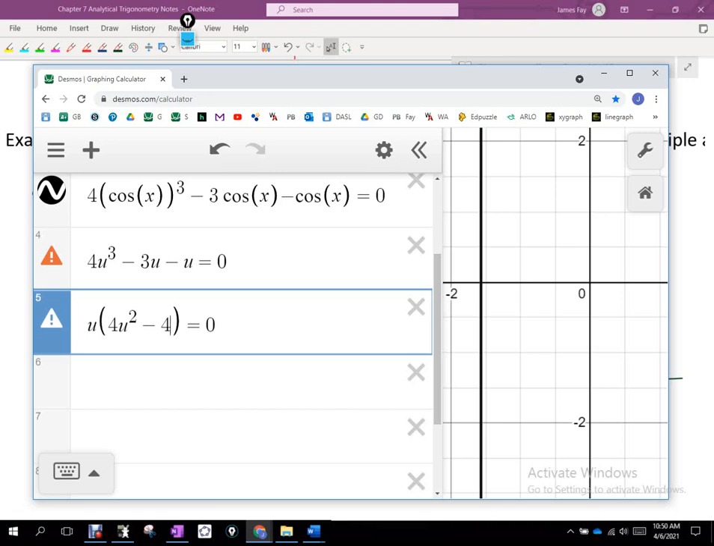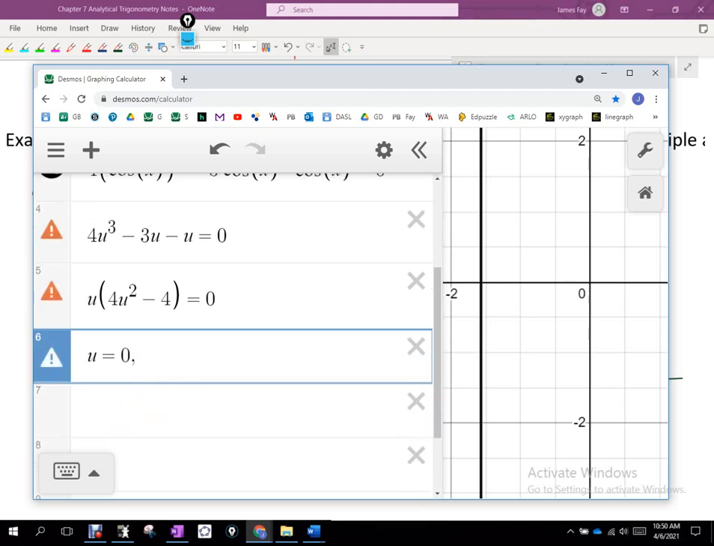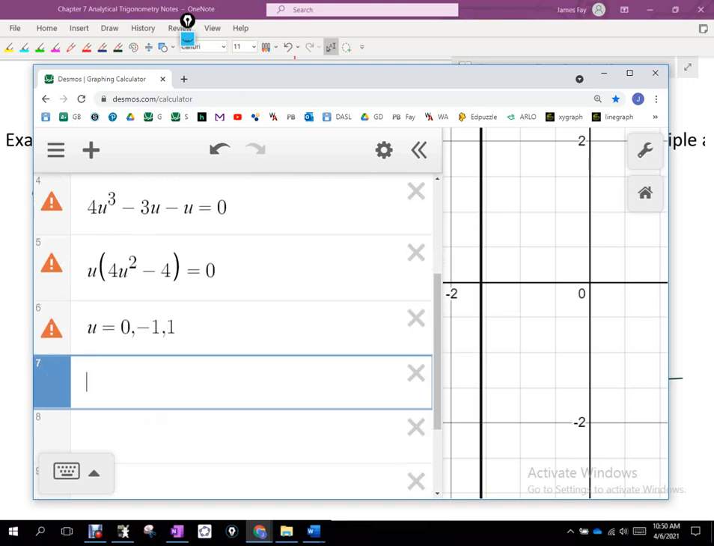Does that make sense? So I would get u equals 0. That would be 1, right? Okay. And then there in the middle, I'd add 4 to both sides, so I get u to be plus or minus 1. Does that make sense? Okay. So what would happen there would be u equals 0, u equals negative 1, or u equals 1.